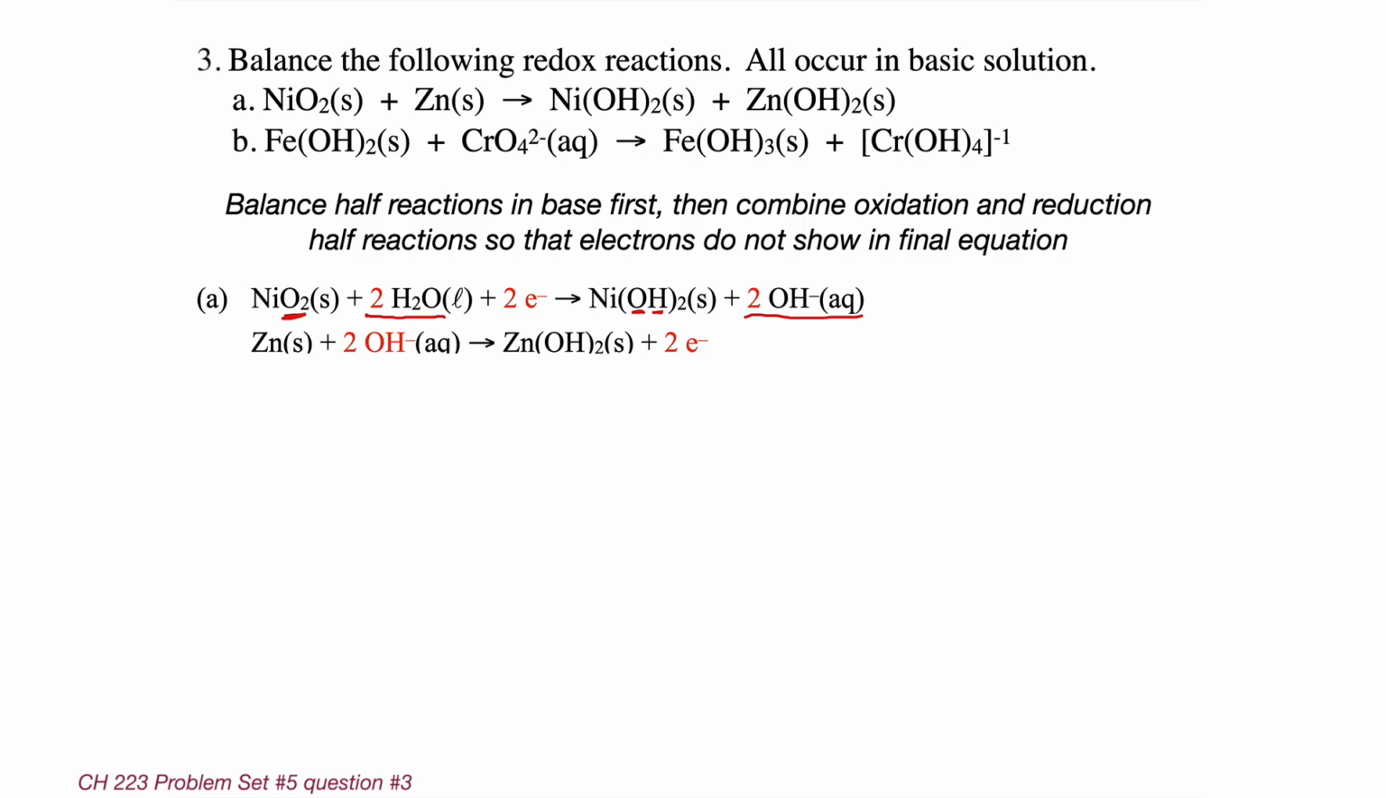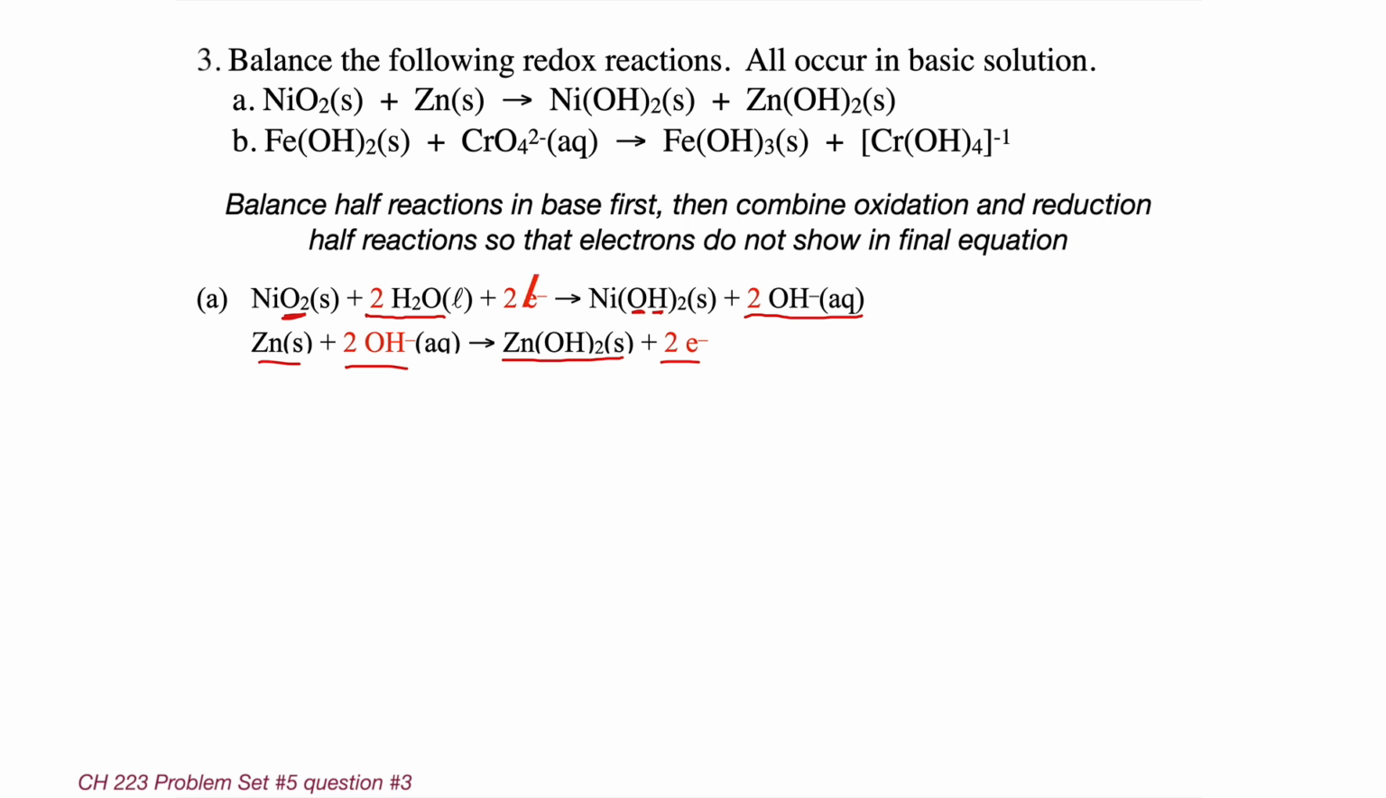All right, you've got zinc on the left and zinc 2 hydroxide on the right. So that one, we just need to add 2 hydroxides. And to make the charges balance out, we're going to add 2 electrons. And double checking, the first reaction is reduction. Electrons are being added to the NiO2. And the second one is an oxidation. The zinc is losing 2 electrons.